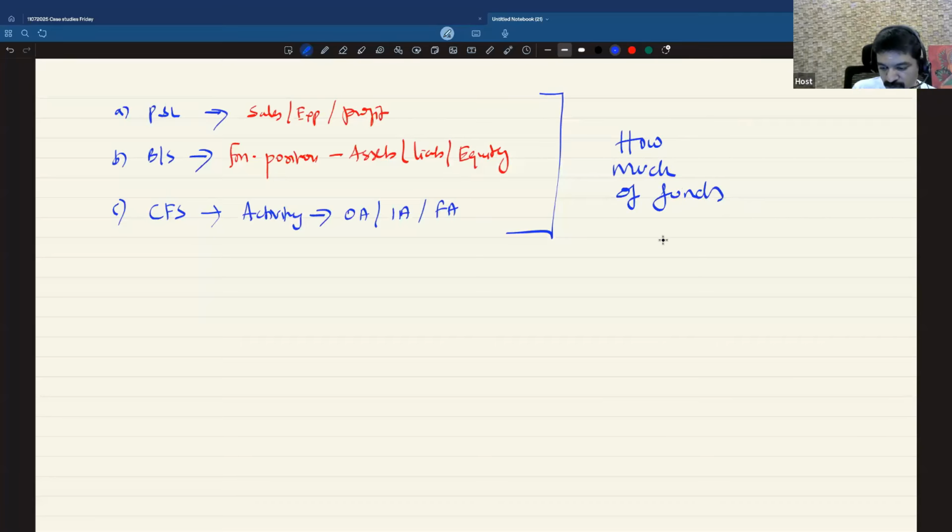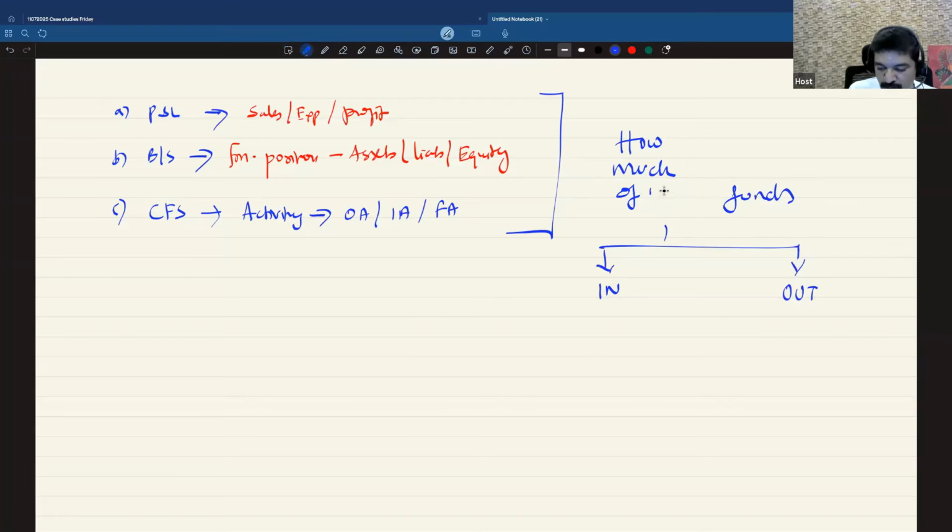And these three statements do not talk about which funds have come during the year. What do I mean by which funds? That is, how much of long-term funds and short-term funds have come during the year, and how much of that money has been used for long-term use and short-term use. This is not communicated by these existing statements.